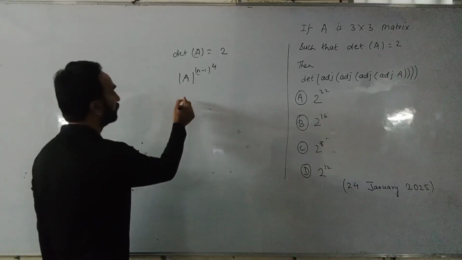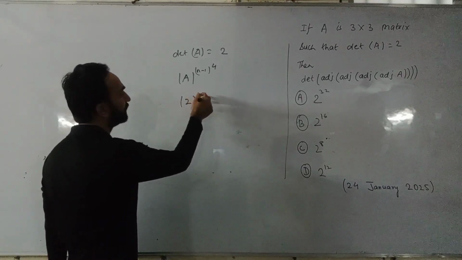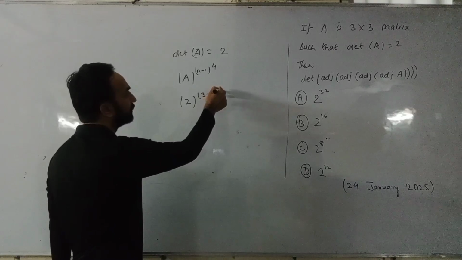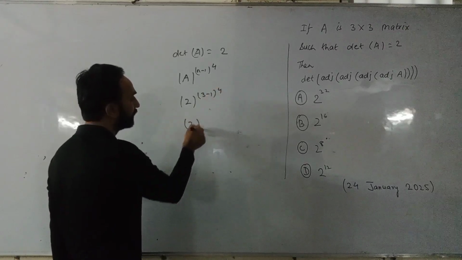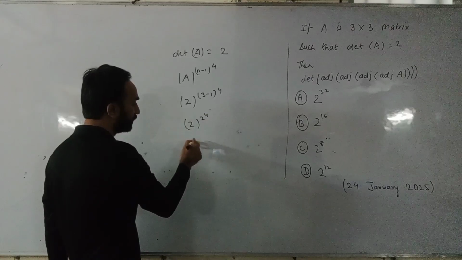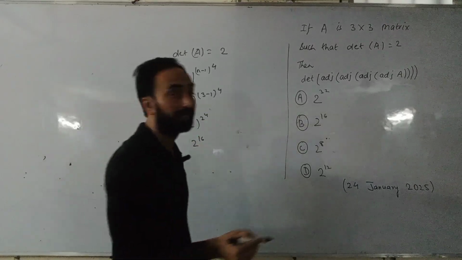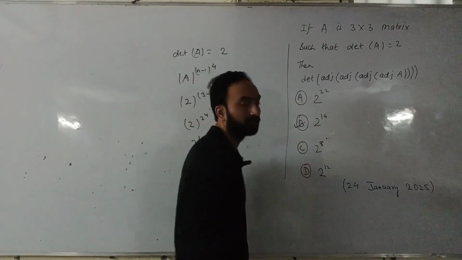So now we'll put the values. Determinant of A is given as 2, n minus 1 will become 3 minus 1, and to the power 4. So this will simply become 2 to the power of (3 minus 1) to the power 4, that is 2 to the power 4... 2 to the power 4 is 16. So finally it will come 2 to the power 16, and we get the answer B. So this was a simple problem.